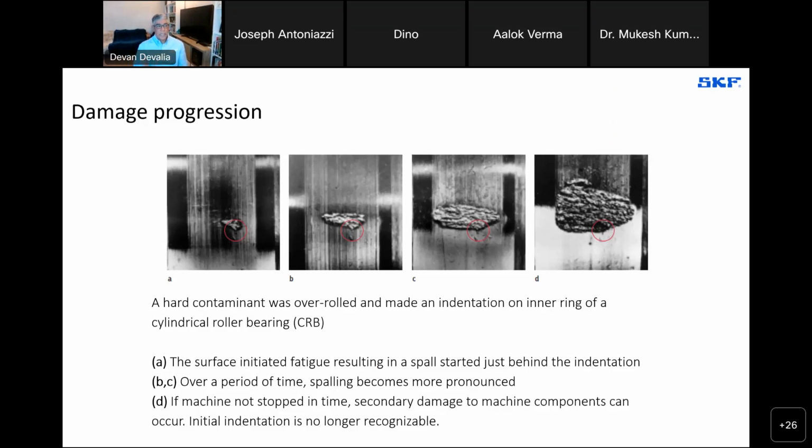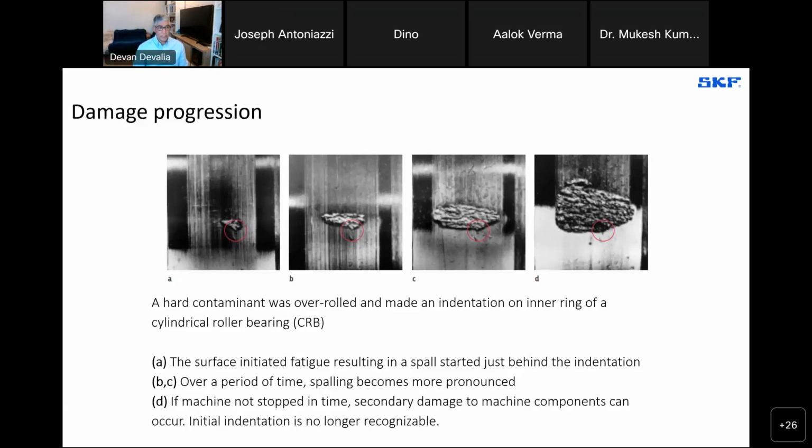And if there's any damage, for example, on this slide, we see in tile A where a hard contaminant was overrolled and made an indentation on the inner ring of a cylindrical roller bearing. Well, that spot is getting hammered continually. The faster the bearing is going, the quicker this progresses. In a slower application, it might progress a lot slower, but the point is that it will grow.